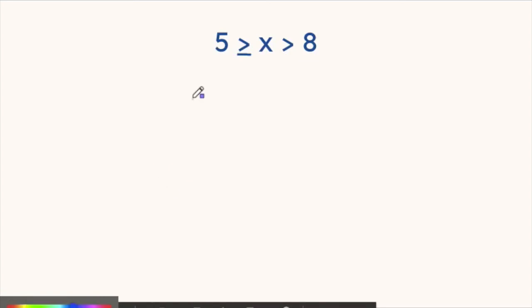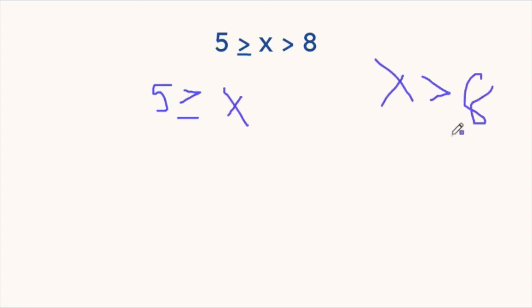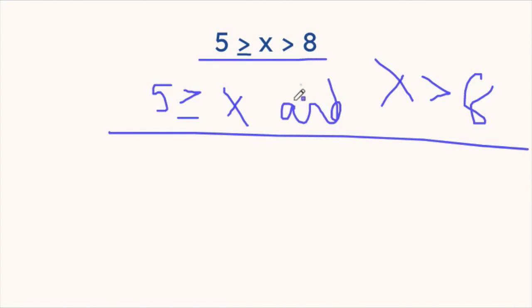Now, sometimes you're going to see compound inequalities represented that way. And what this means is basically 5 greater than or equal to x, and x greater than 8. You can separate them like this and put an "and" in between. And this is going to mean the same thing as this.